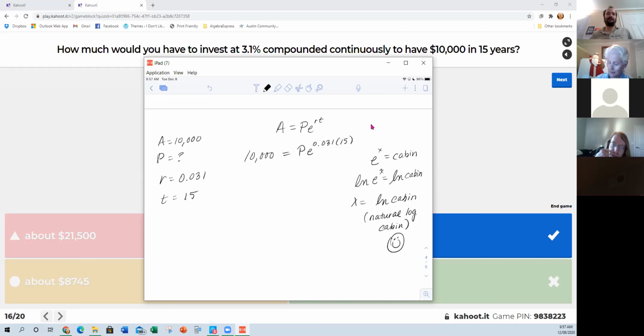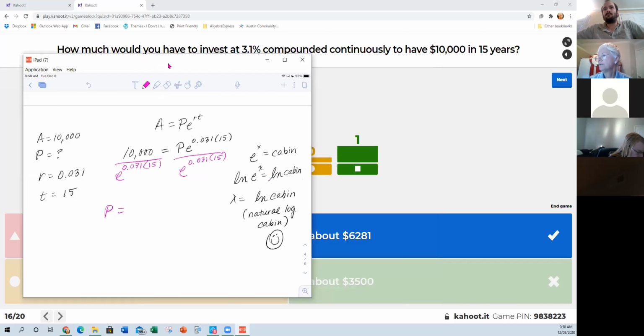You just divide both sides by e to the 0.031 times 15. So P is going to equal 10,000 divided by e to the 0.031 times 15. That gives you about $6,281.